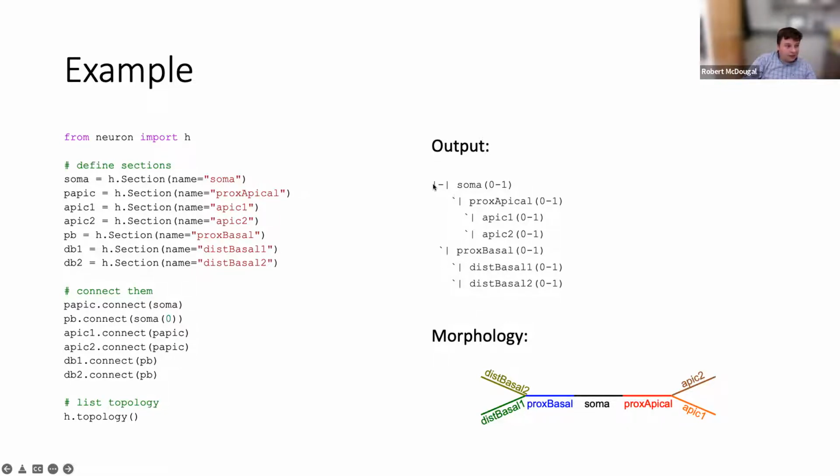Proximal basal is connected at the beginning of the soma, right? It's not at the same point as the proximal apical. Why is that? Because I said it's not connected to the soma, it's connected to the soma zero end. And that, by the way, is how we can access an individual segment given a location.